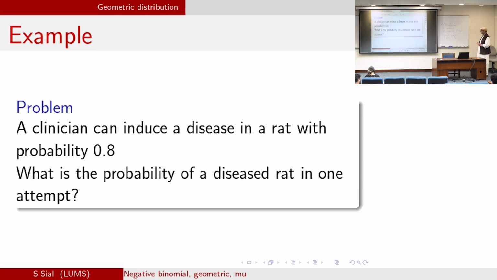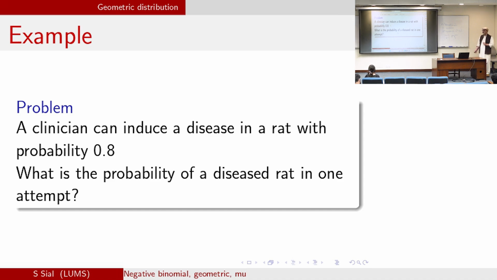Let's suppose I've got a biologist. They have to induce a disease in a rat. And you do it with an injection. And the injection induces the disease 80% of the time. So what's the probability of getting a diseased rat in the first attempt?